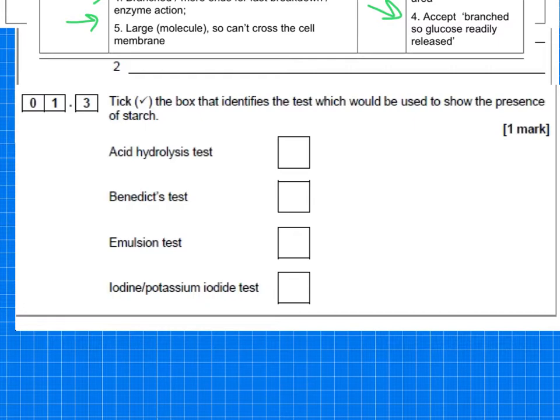And then question 1.3 about food tests requires practical, so looking at the test which would be used to show the presence of starch, so that is definitely required practical. It's not acid hydrolysis, it's not Benedict's, because that is related to sugars, not starch, so it's like glucose monomers. Emulsion test is lipids, so it must be the iodine potassium iodide test.